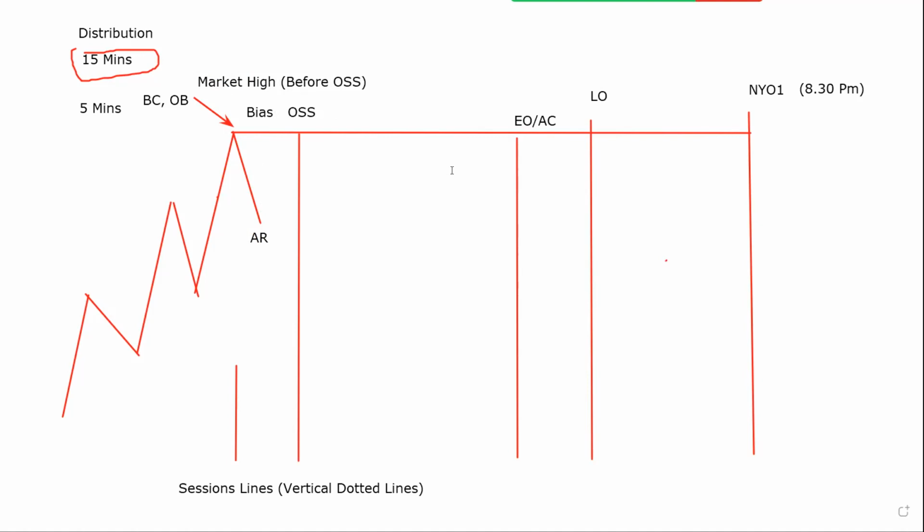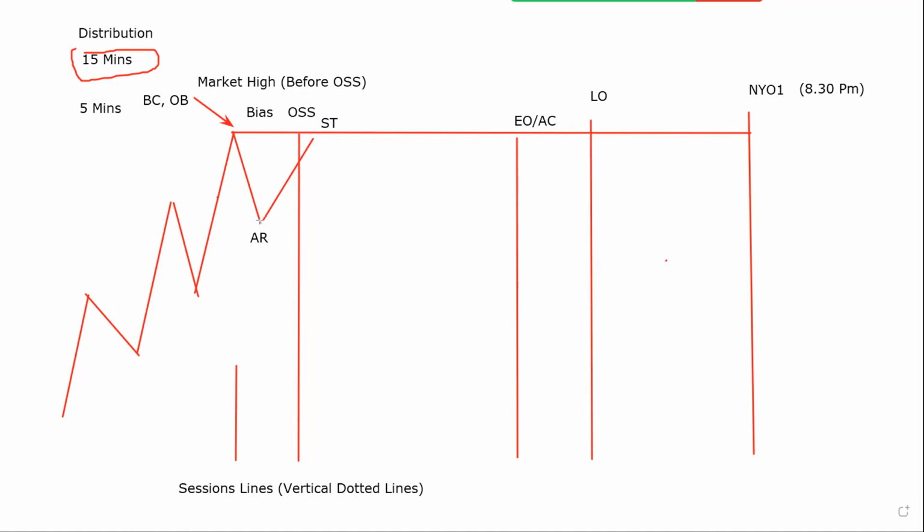Okay. Now, AR is only confirmed when we have the market approaching like this, back to this one, near the high. We call it a secondary test. Once we have this secondary test, only then is this AR confirmed, right?